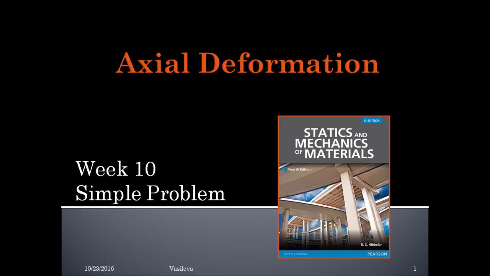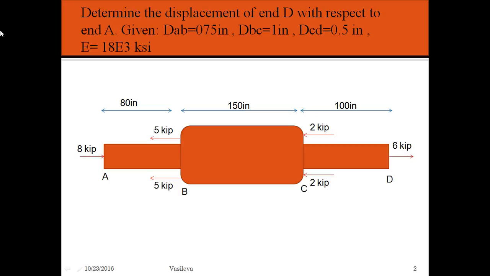This week we're going to cover axial deformation, and we're going to start off with a very simple problem just to get the hang of it. So determine the displacement of end D with respect to end A. We're given all of these diameters of each section, and we're given Young's modulus.